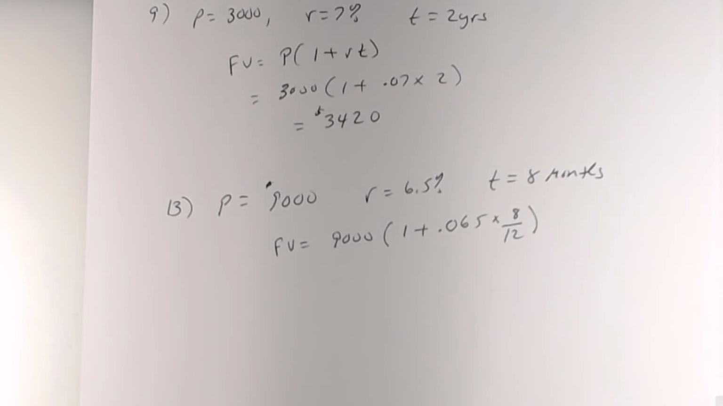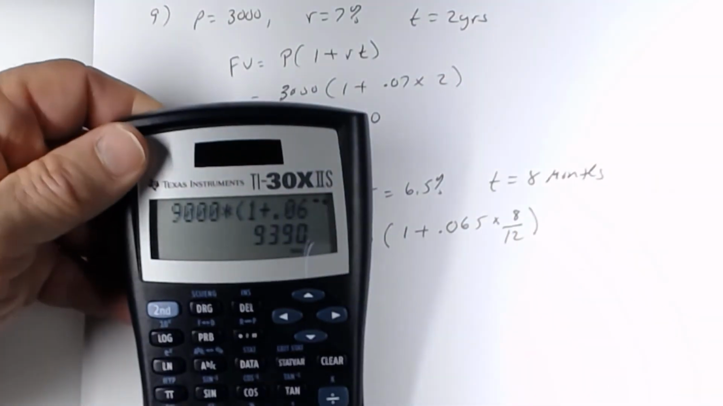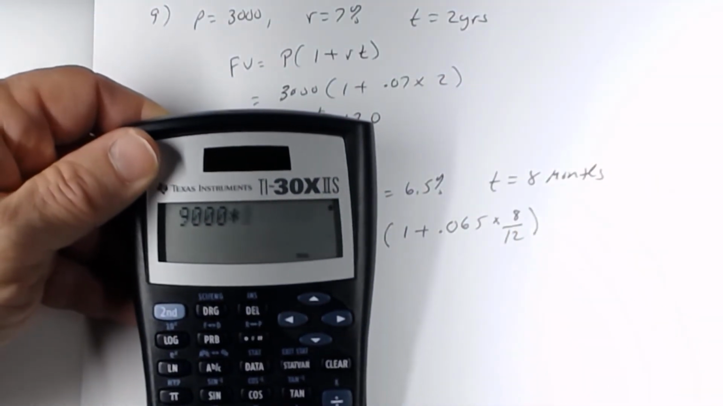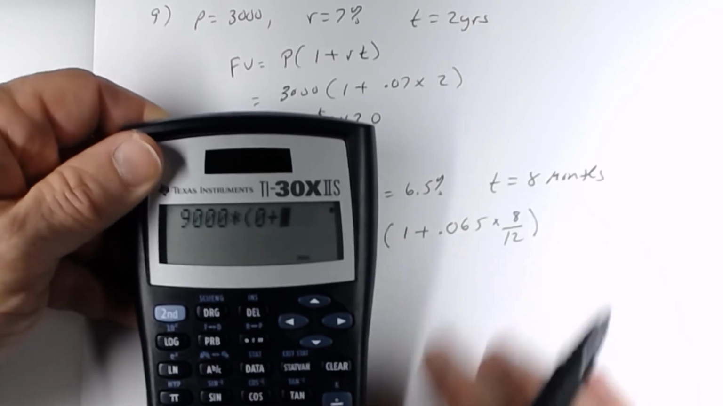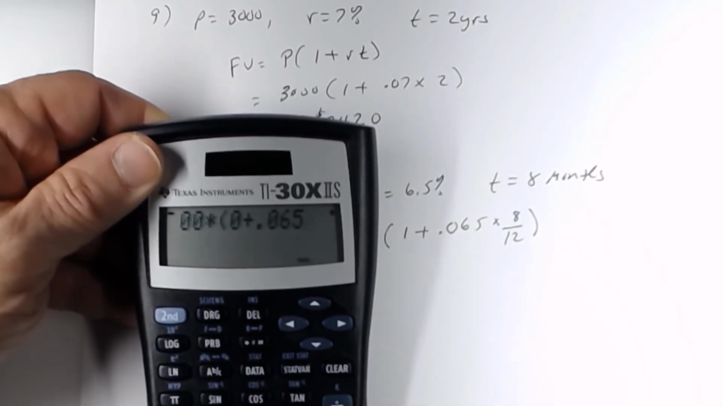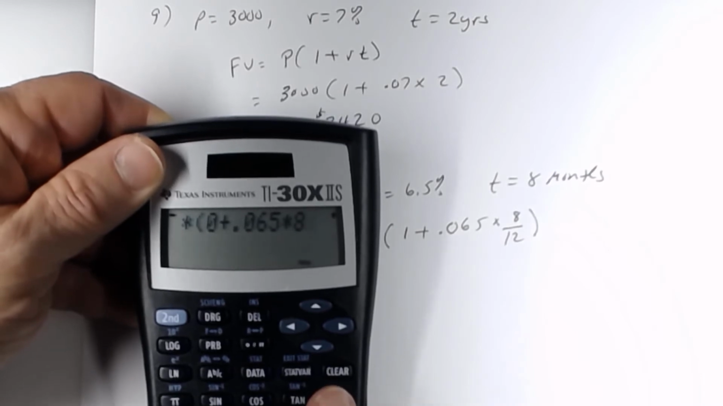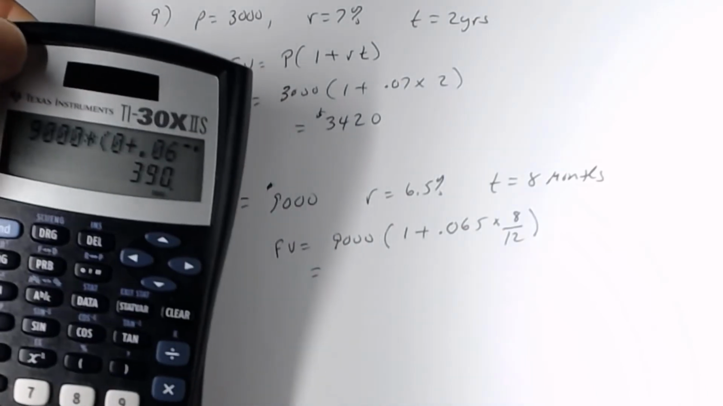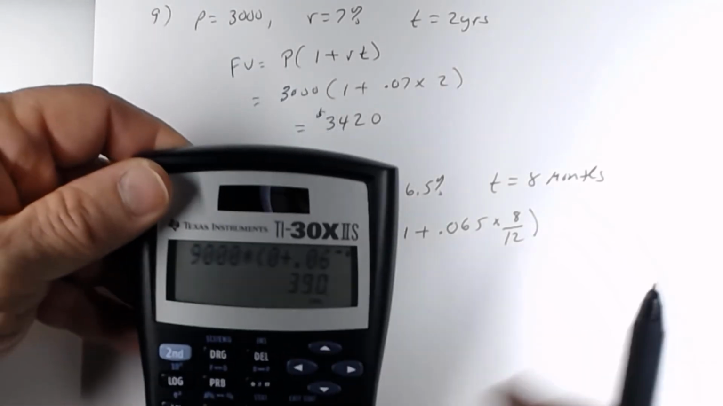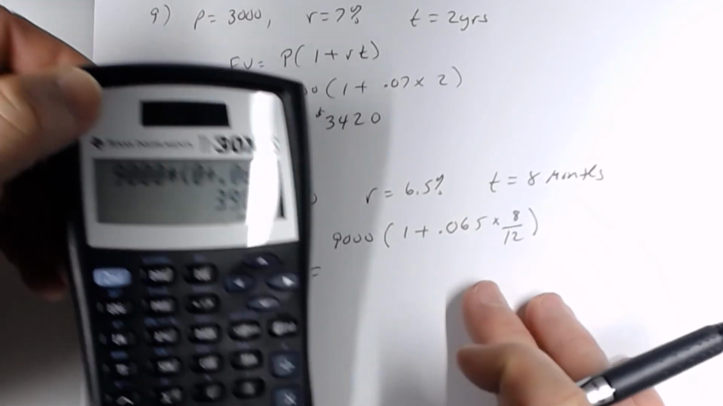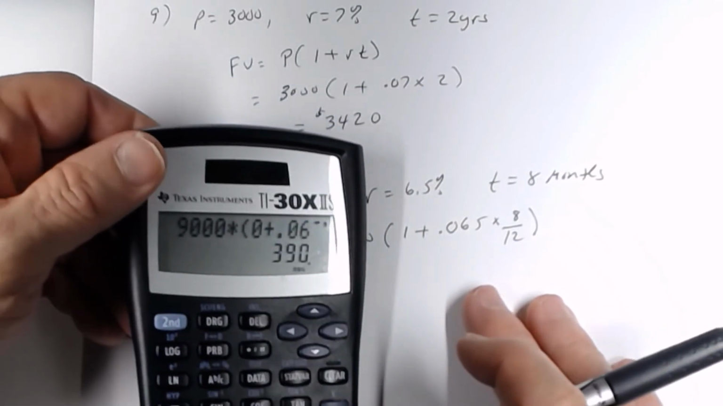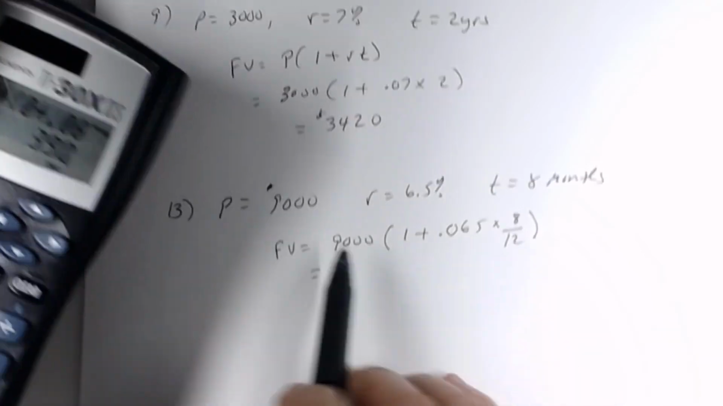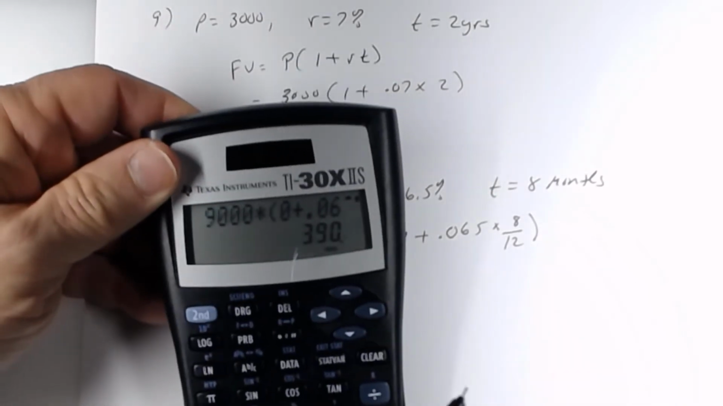Wait, hold on. Okay, so in your calculator, you'd say 9,000 times in parentheses 1 plus the rate, which is 0.065, 6.5%, times 8. Remember, 8's months, so you have to convert that to years. So divide by 12, close the parentheses, press equal. Oh, what did I mess up? Oh, let me see. I messed up something because obviously, you know how I got 390? So you know that's not correct, right? Because the future value better be more than your principal. So let's do it again.